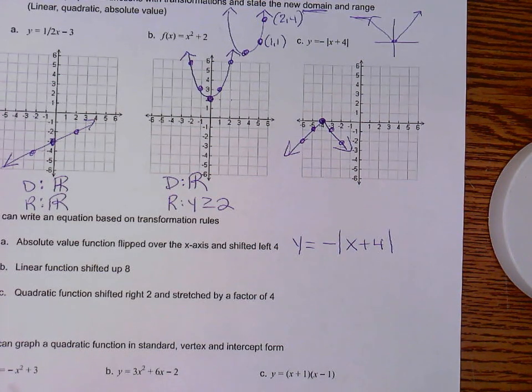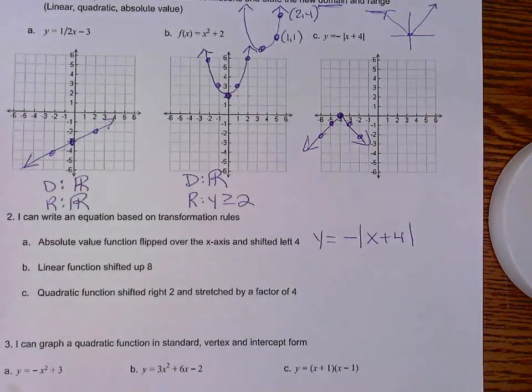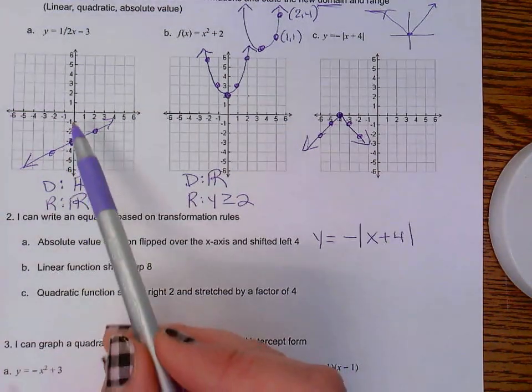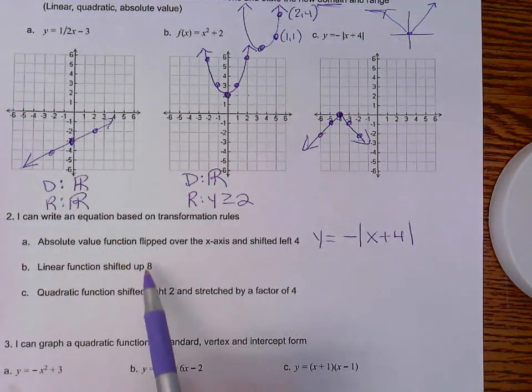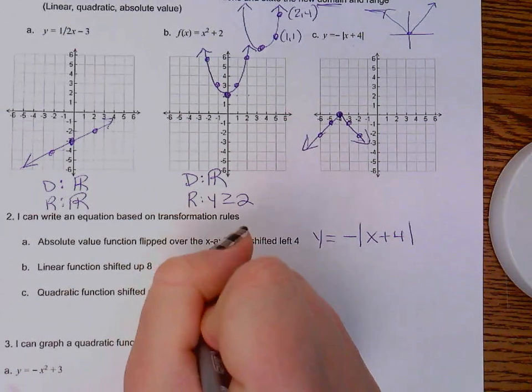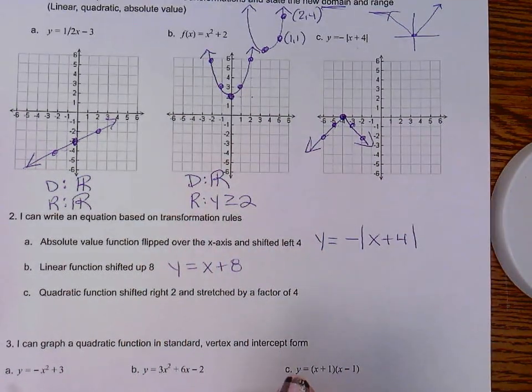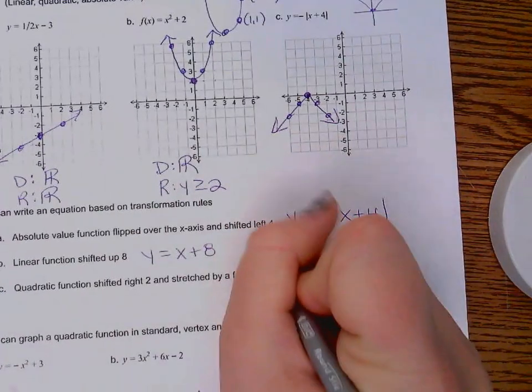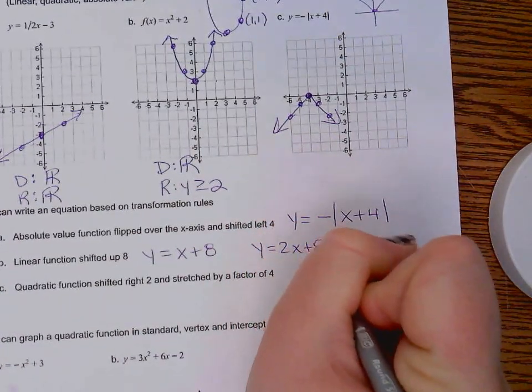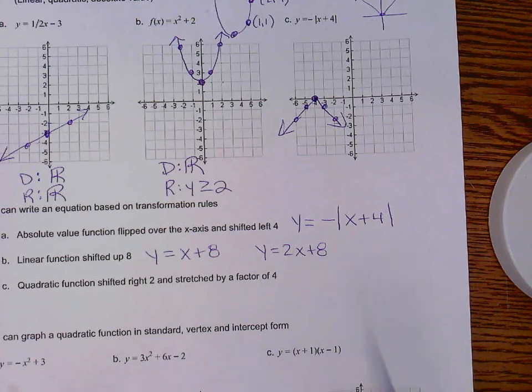That was a mistake. A linear function that's been just shifted up 8. I mean, I didn't say what the slope was. So if you wanted to write y equals x plus 8, I would accept that. But if you just said any slope, I would accept any slope. 2x plus 8, that's a linear function that's been shifted up 8. Just so your y-intercept is 8.